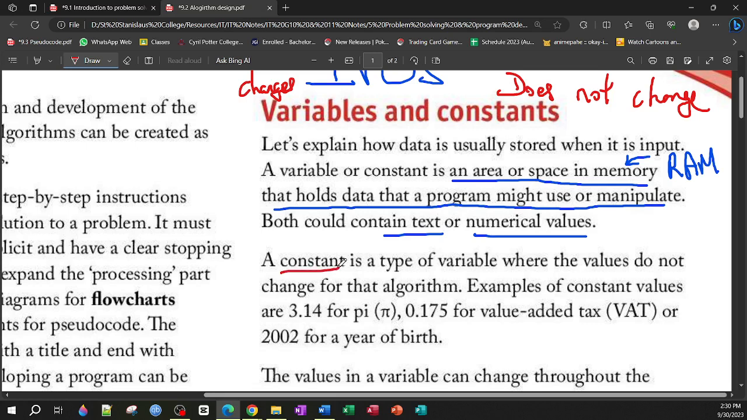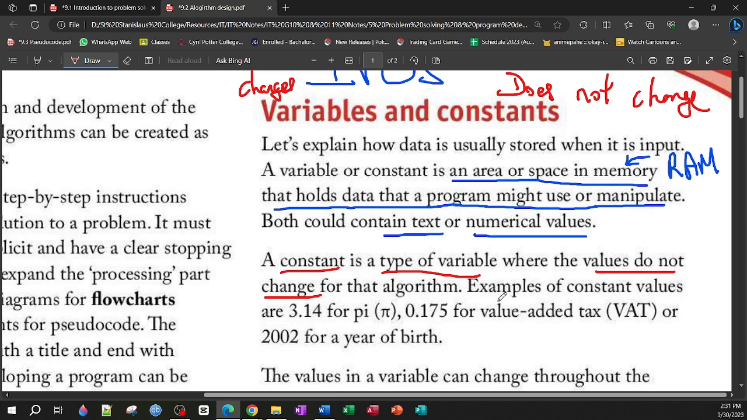So a constant is a type of variable where the value does not change for that algorithm. So it's like what we were doing in spreadsheet. If you guys can remember, sometimes in spreadsheet you wanted a cell to remain the same, so you named that cell. So similarly, in programming, certain values, we want to keep that particular value. And we have a type of storage called a constant that is going to keep that value.